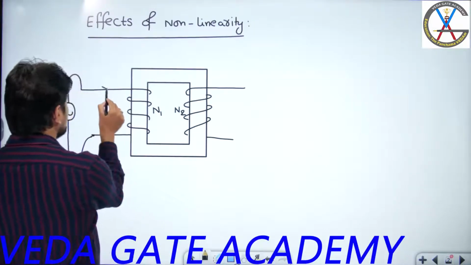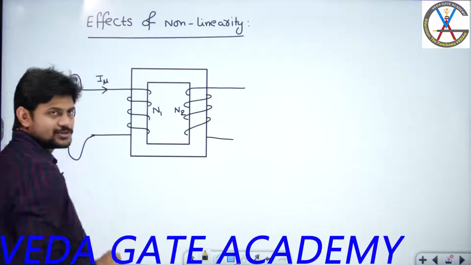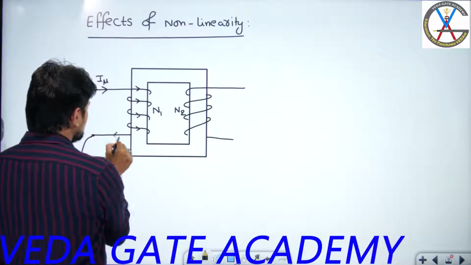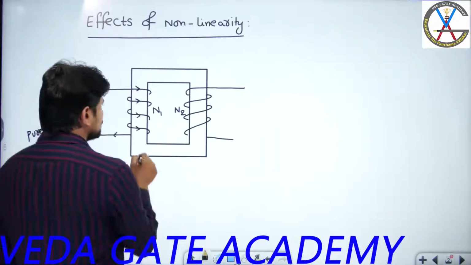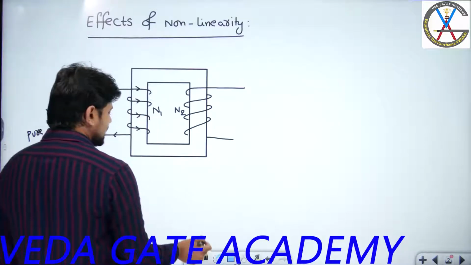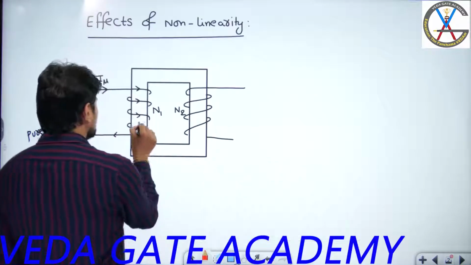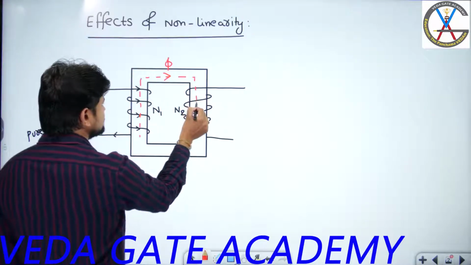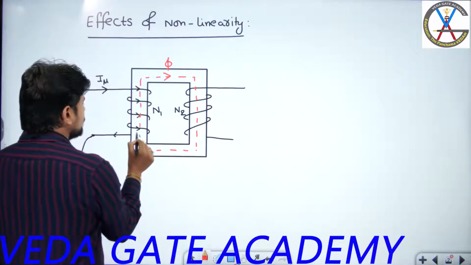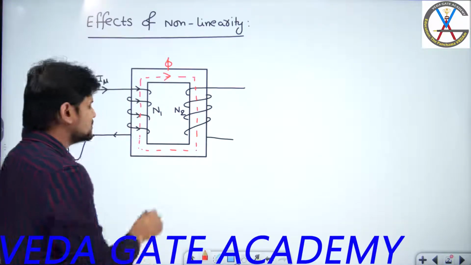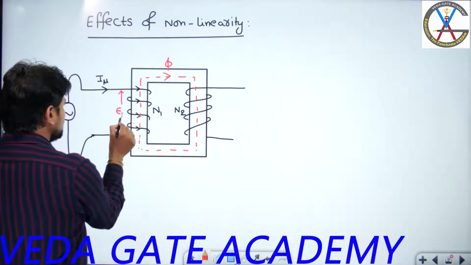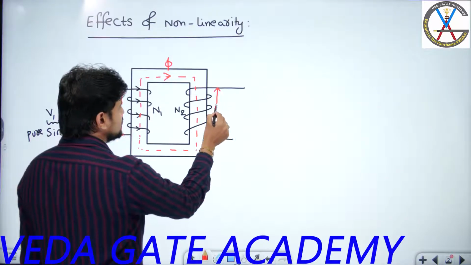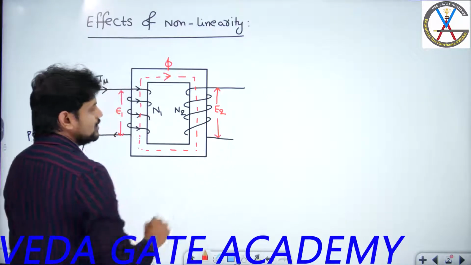Because of this, it will draw a magnetizing component of current from the source. Because of this magnetizing current flowing through the winding, if you apply the right hand thumb rule, you get the flux, and we know its direction. The direction of the flux within this core will be in this direction. This is my direction of main field flux. Since this flux links with N1 turns, you get induced EMF E1 in the primary winding. Similarly, the same flux links with the secondary winding having N2 turns, so you get induced EMF E2 in the secondary winding.